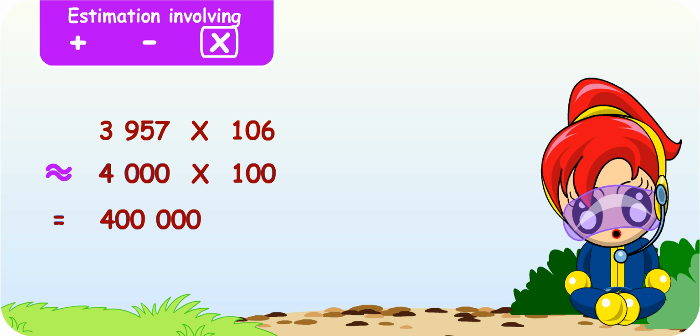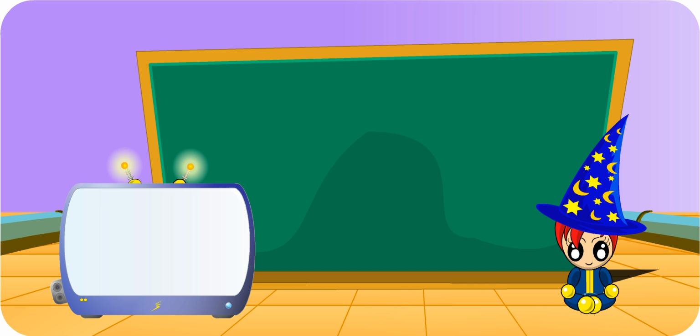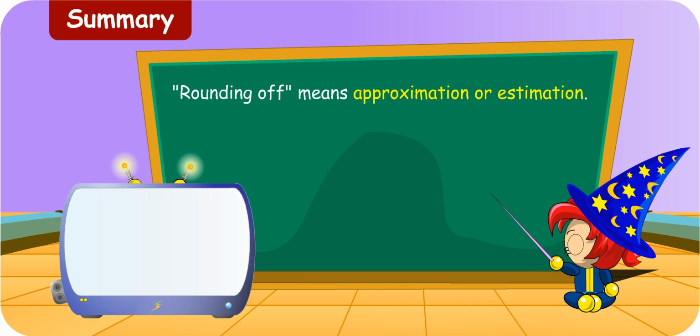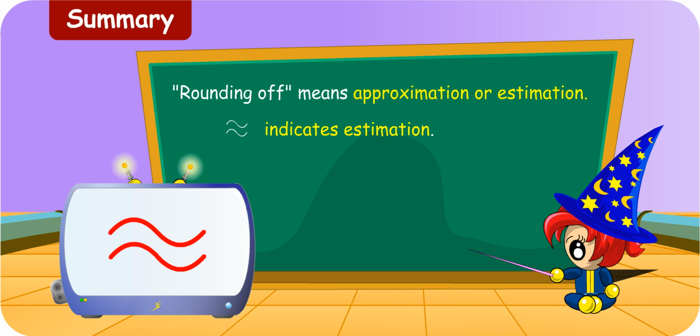Good. You have finally understood approximation and estimation for calculation now. Turbo Girl, can you recall what you have learned today? I have learned that rounding off means approximation or estimation. We use this sign to indicate estimation.